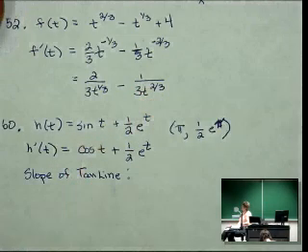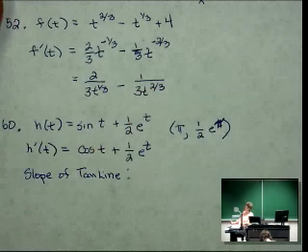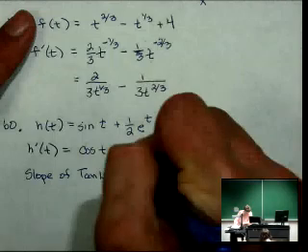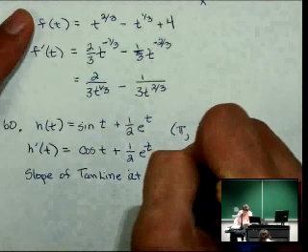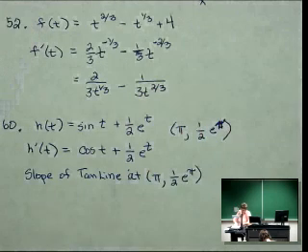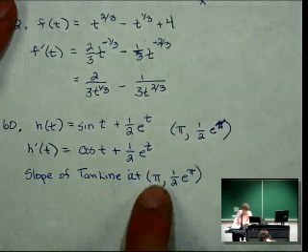If I have a derivative and I have a point, how do I find the slope of the tangent line at that point? Substitute the x into the h prime, into the derivative. Substitute that x value into the derivative.